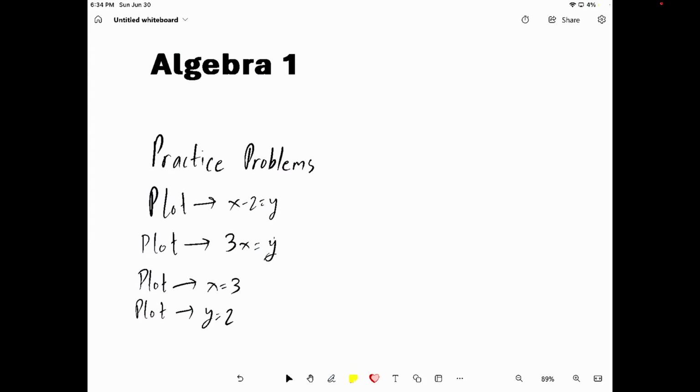Of course, none of our videos are complete without having some practice problems. Our 4 practice problems for today are: number 1, plot x minus 2 is equal to y. Number 2, plot 3x is equal to y. Number 3, plot x is equal to 3. And number 4, plot y is equal to 2. These will be our 4 examples for today.